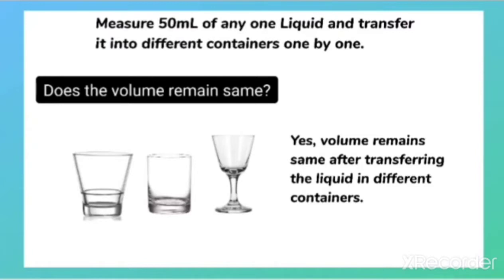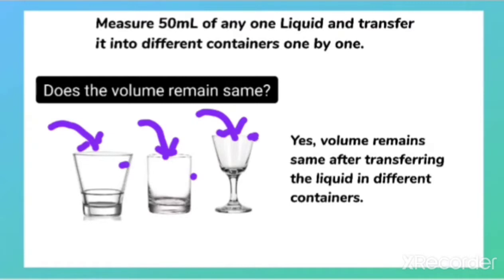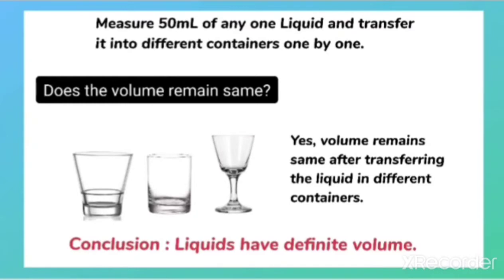Even though we transfer the 50 ml into this container, or this, or this, the level may change because all are of different shape, but the volume of that liquid still remains 50 ml. So we can conclude that liquids have definite volume.